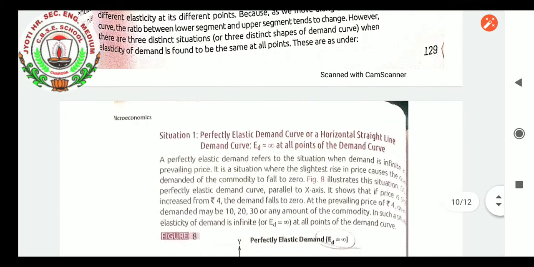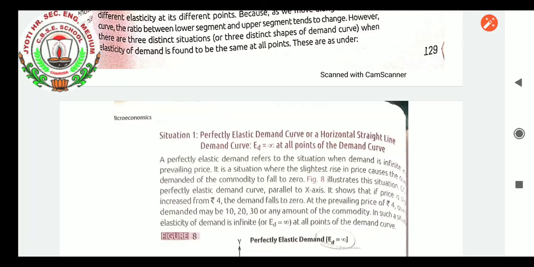It is a situation where the slightest rise in price causes the quantity demanded of a commodity to fall to 0. Figure 8 illustrates the situation of a perfectly elastic demand curve parallel to the x-axis. It shows that if price increases from rupees 4, the demand falls to 0. At the prevailing price of rupees 4, quantity demanded may be 10, 20, 30. You can see price is not changing. It is rupees 4 only, but the quantity is increasing: 10, 20, 30.